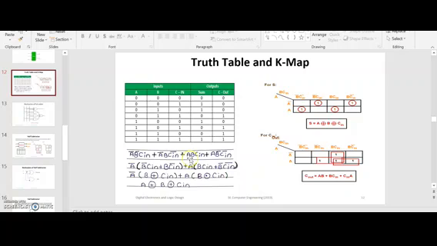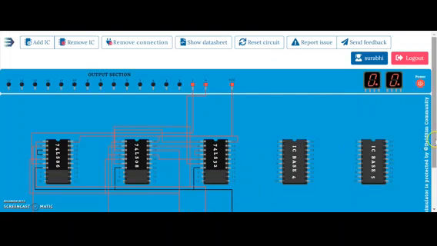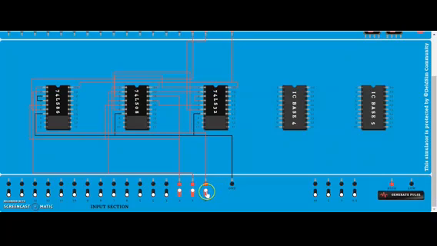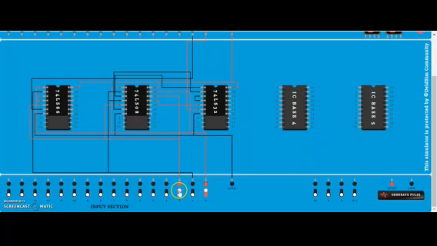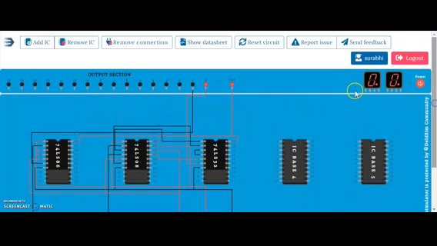We'll try one more combination. Suppose we try one where carry is 1. So we will try 1, 0 and 1. So A is 1, B is 0 and C in is 1. In this case 1 plus 1, sum will be 0 and carry will be generated. So see, we are getting it: sum is 0 and carry is generated.